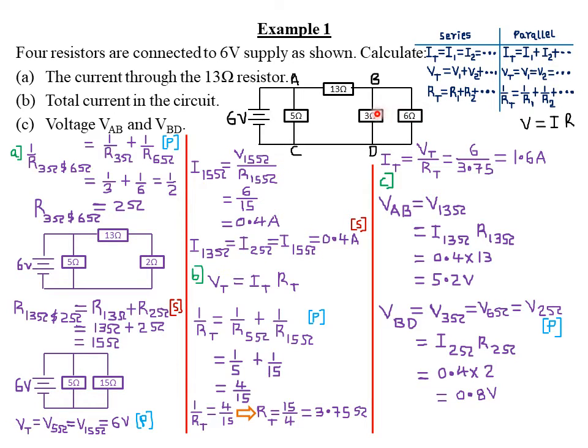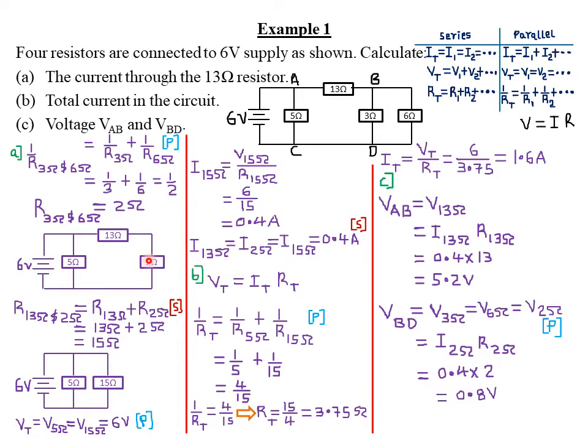So that means our circuit will simplify into this, such that we have combined the 3 and 6 ohm resistors, which have given us the 2 ohm resistor. So the combination of 3 and 6 is actually the 2 ohm resistor.